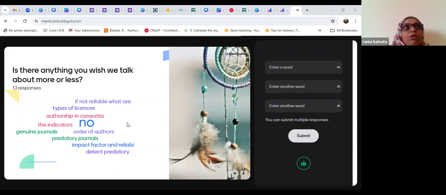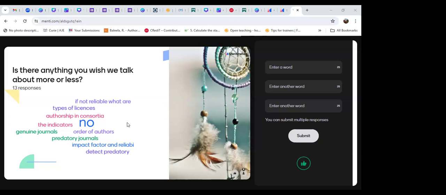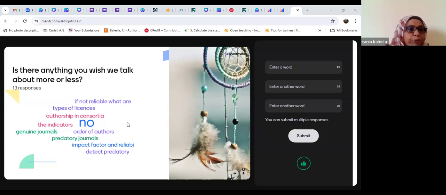But the most classical thing is the supervisor is the last, or the leader of the group is the last author. The first author is the one who has done the work in the lab and wrote the manuscript, the original draft. So this is the order of authors.